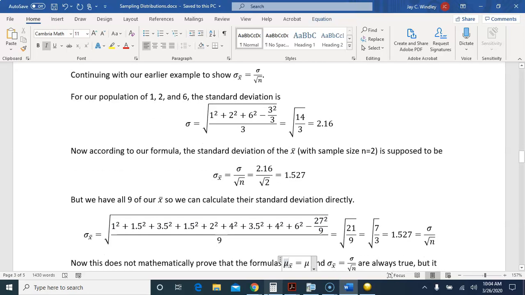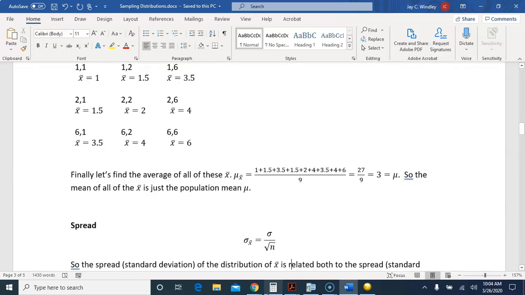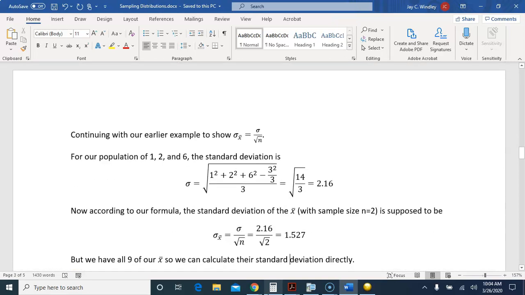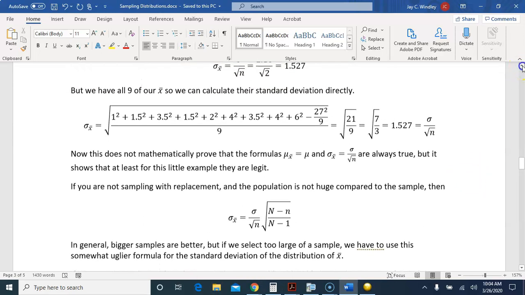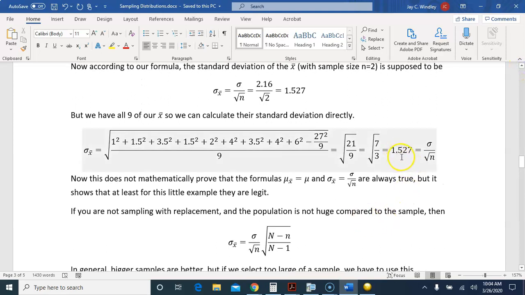But we have a list up here somewhere. We have a list of all the possible x bars. So we can actually just figure out the standard deviation of those x bars. And when we find the standard deviation of those x bars, sure enough, it turns out to be 1.527, which is exactly what it should be according to the formula. So this just proves that the formula works in this one particular case. If we were all stat majors, then we would go through all the mathiness of proving that this formula always holds.